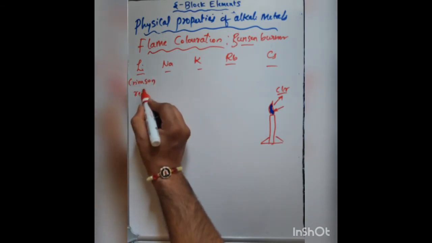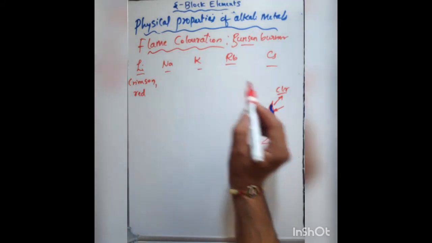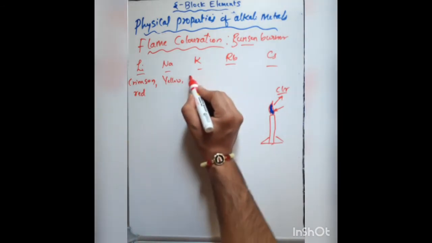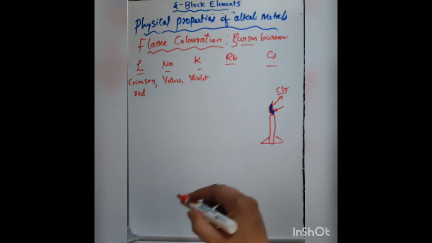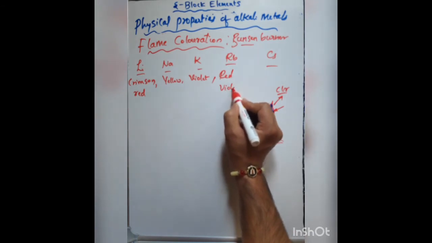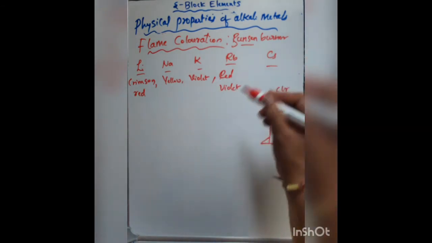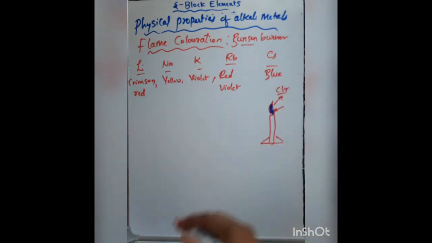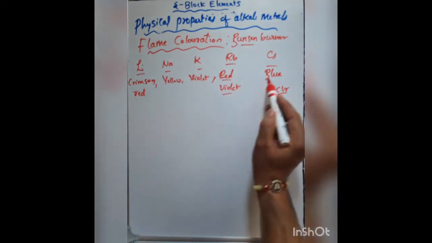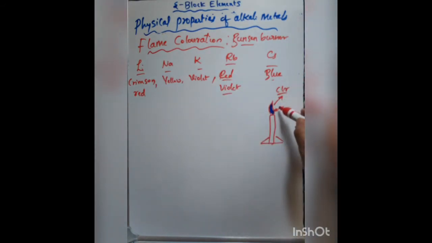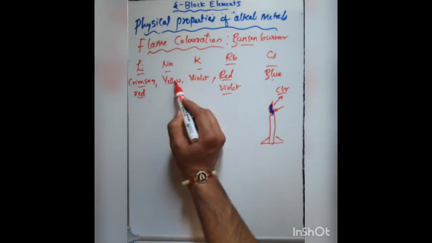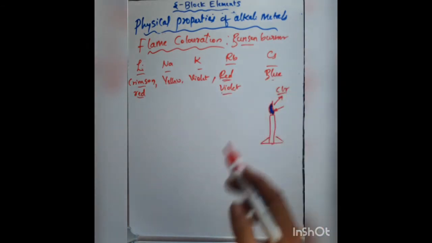If I put sodium on the flame, I get yellow color. If I put potassium, I get violet color. If I put rubidium, I get red violet color. Cesium gives blue coloration. So each and every alkali metal is giving a different color when it has been put on the flame. It is the characteristic property of each element.